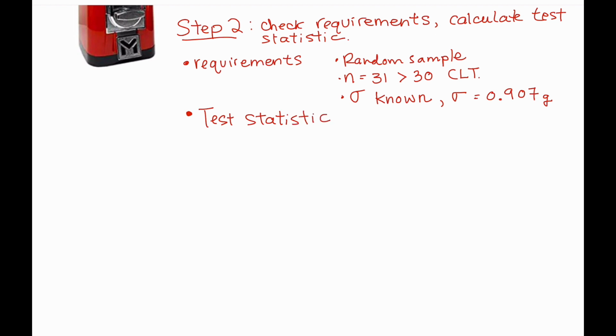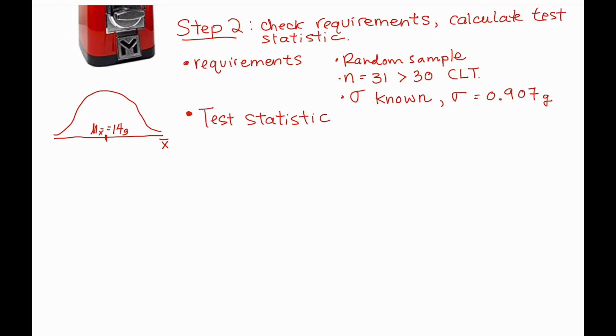And just so you have a sense of what we're doing when we calculate the test statistic, I'm going to draw a little picture. This picture represents the distribution of sample means of size 31, so let this be the sampling distribution of X bar for samples of size 31. If I assume that the null hypothesis is true, then the mean of this distribution is just the 14 grams, which is our null value.